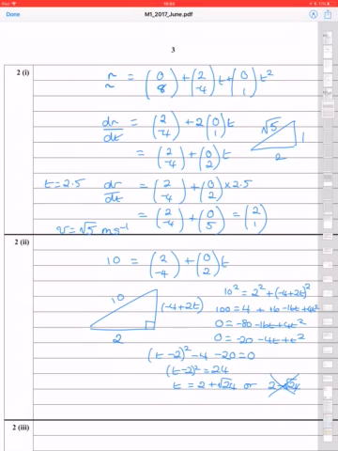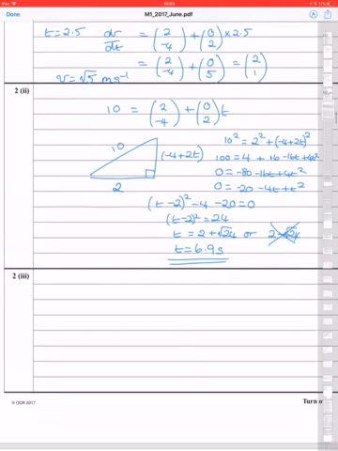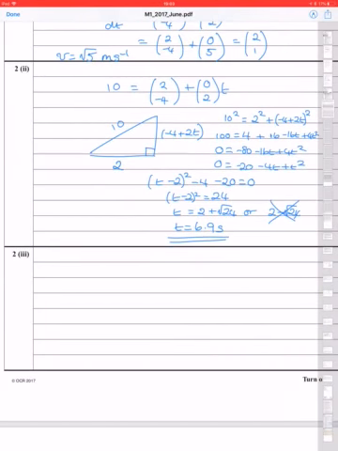So you should get that t equals 6.9 seconds. Okay, part 3: find the times at which the bird is flying at an angle of 45 degrees to the horizontal. Now I really had to think about this, but the clue is that it's 45 degrees.